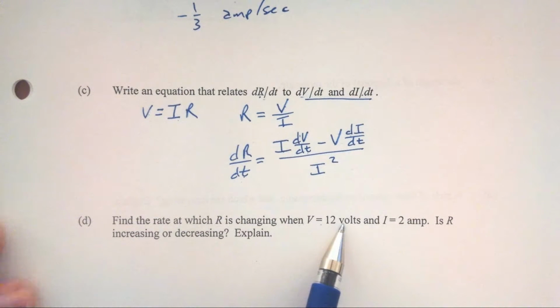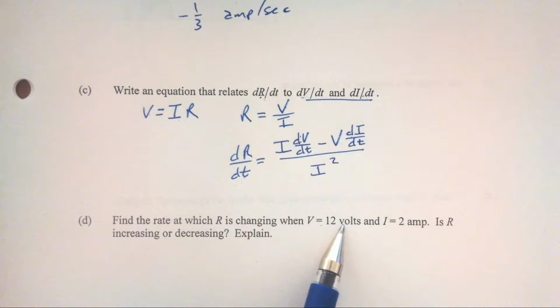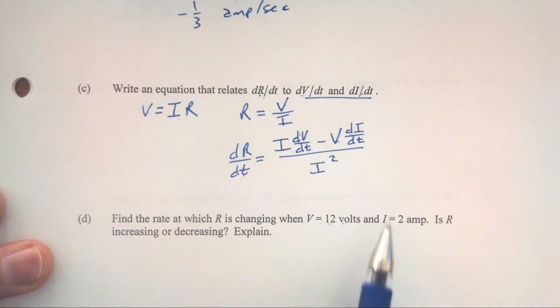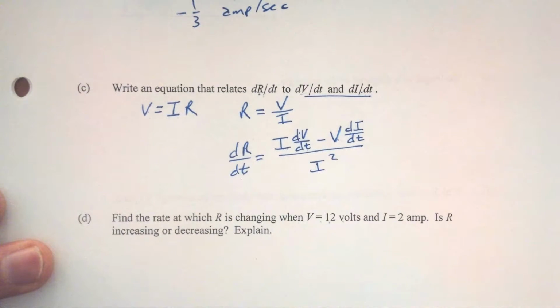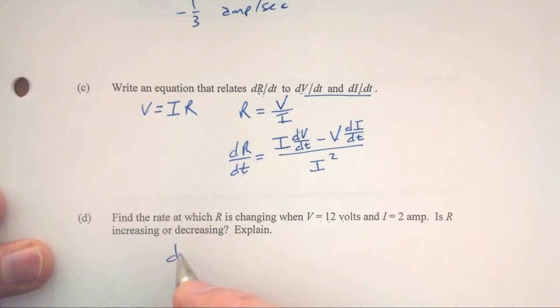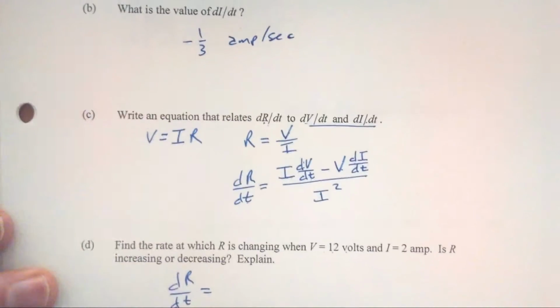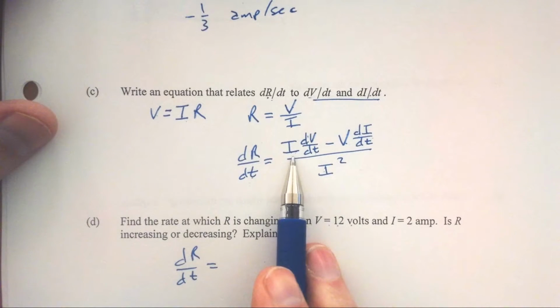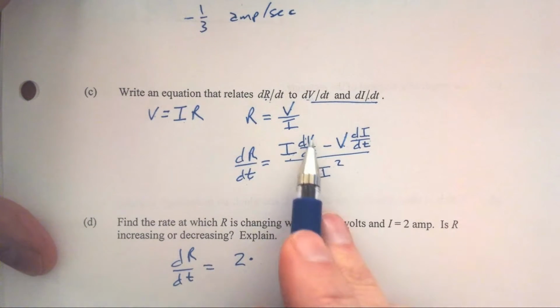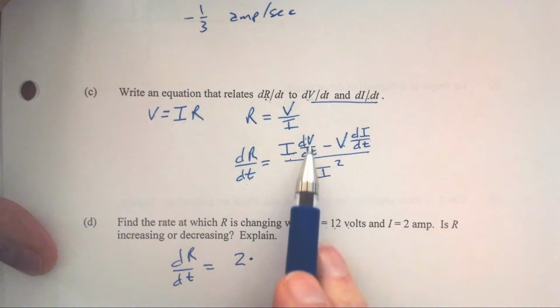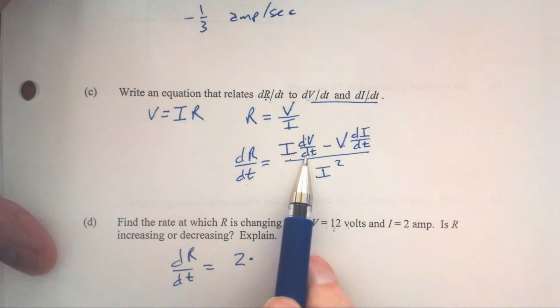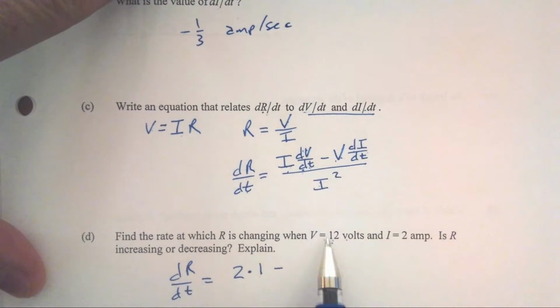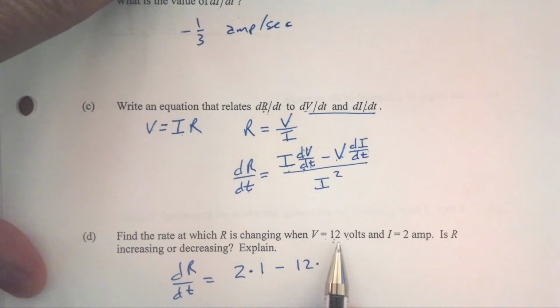When V is 12, now that's plain old V. V's not changing at 12. That's plain old V. 12 goes here. I is 2. I goes here. And then we need to find dv dt, and I goes here as well. So the rate at which R is changing, dr dt, equals, in place of I, do I have a replacement for I? Yes, I do. 2 times dv dt. Do I have a replacement for dv dt? That is not 12. dv dt is 1. Minus V, volts, 12, di dt.